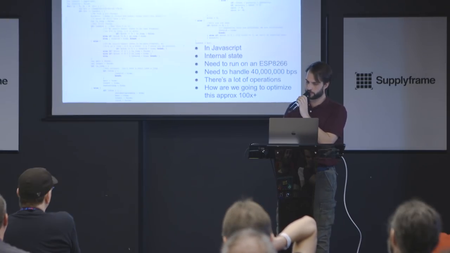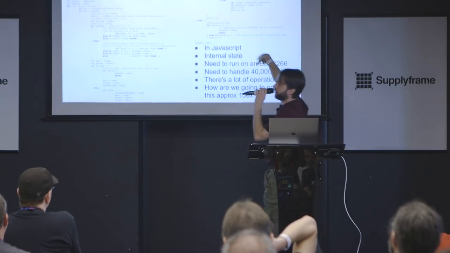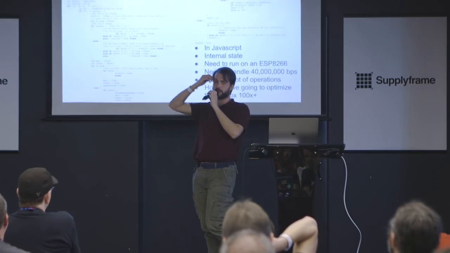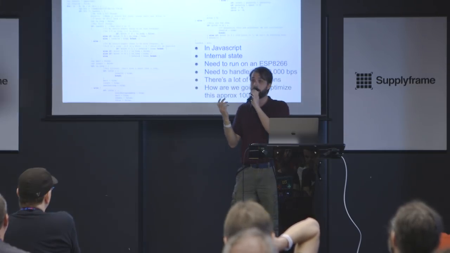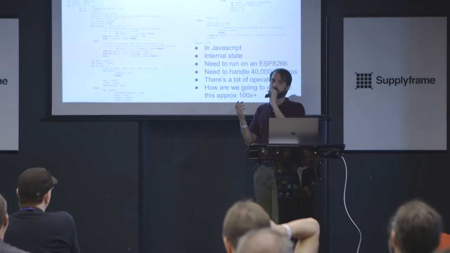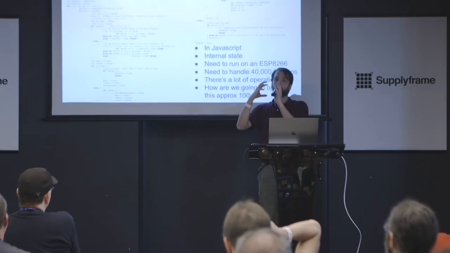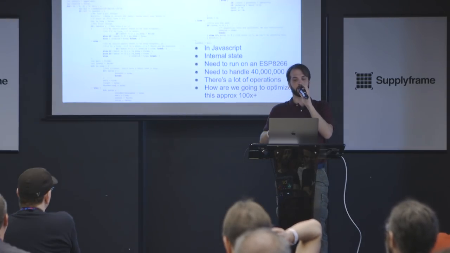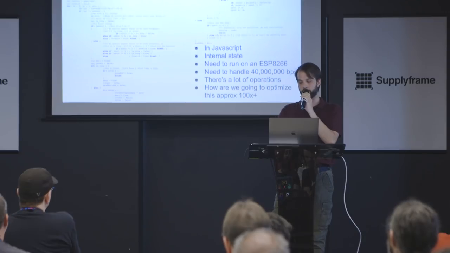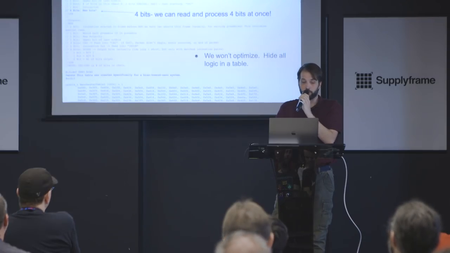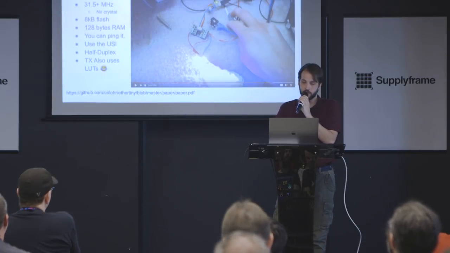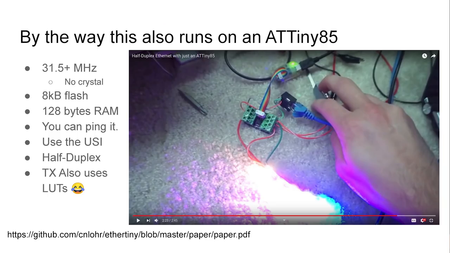So this is totally definable in Verilog. I don't even know how many LUTs it would take, but it wouldn't take that many LUTs of an FPGA. But I can bake all of them together into a single table, and it's a single LUT that can be operated inside of just a normal processor. By the way, this also runs on an ATtiny85.